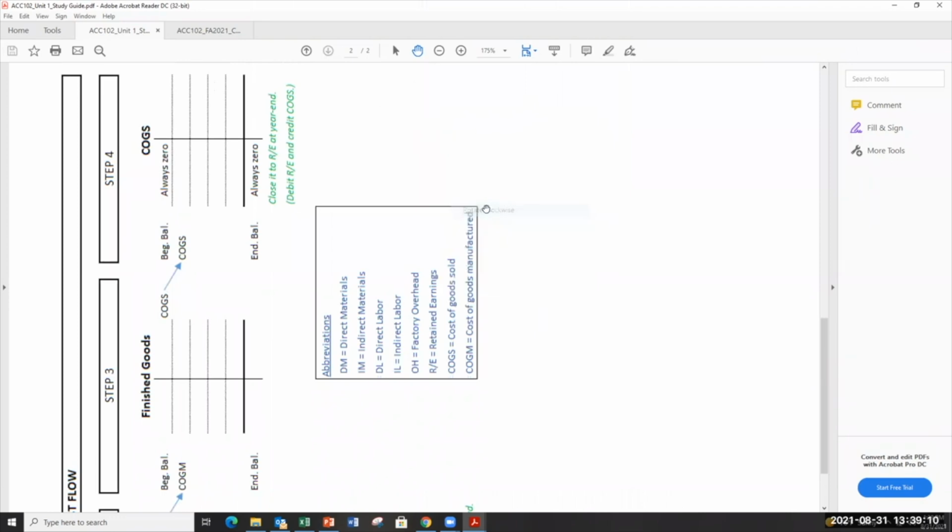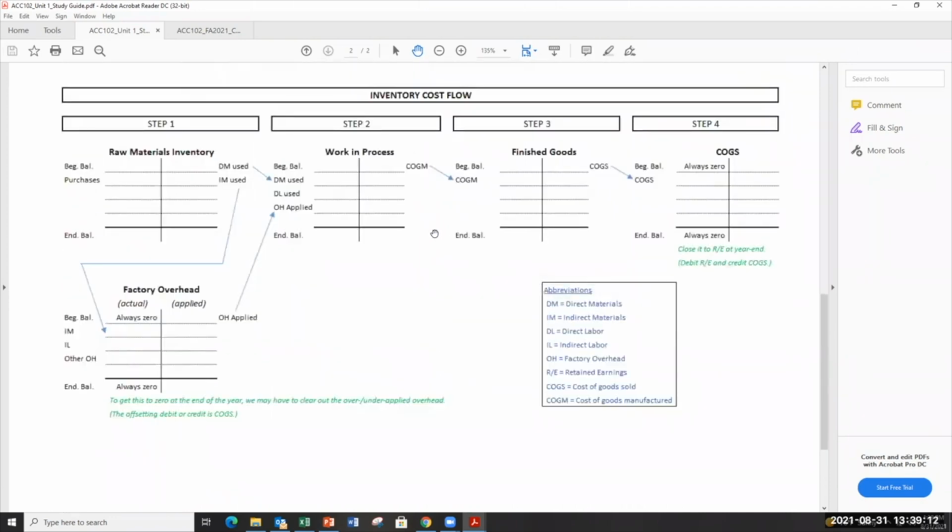This diagram here is the second page of your Unit 1 study guide. I know it looks complicated, like it's a bunch of T accounts with arrows pointing here and there, but this is going to be very important for you doing the homework and quiz for Chapter 14. And I'm going to be filling this out and showing you how inventory flows.